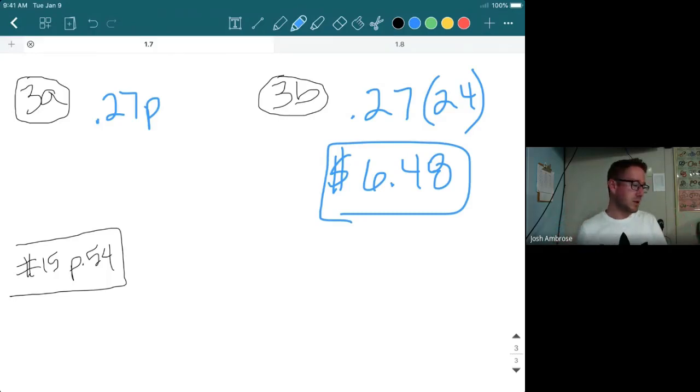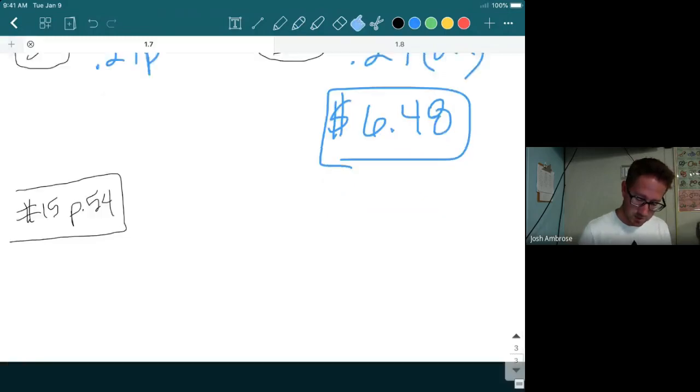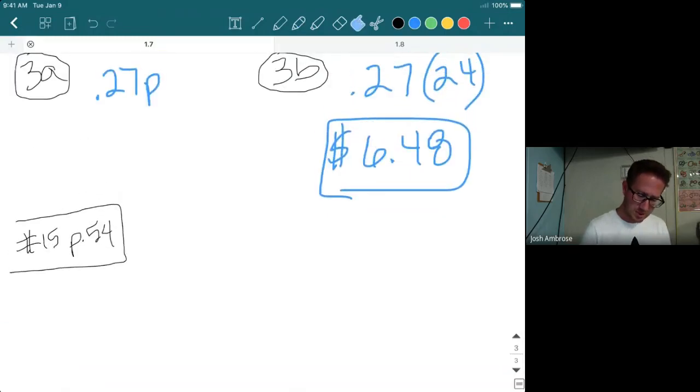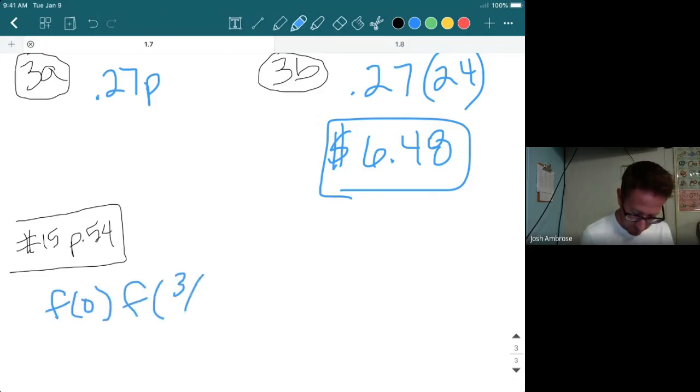Okay, last one we're going to do here. Turn the page, go to page 54. We're going to do an actual homework question. Number 15. I just wanted to show you this because none of the example problems look like number 15. So that way, hopefully we can understand it. They're going to give you all those f of x values. So if you're taking a look at the book here, you got f of 0, f of 3 over 2, and f of negative 1. Okay, so f of 0, f of 3 over 2, and f of negative 1.